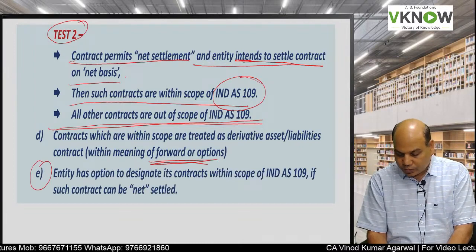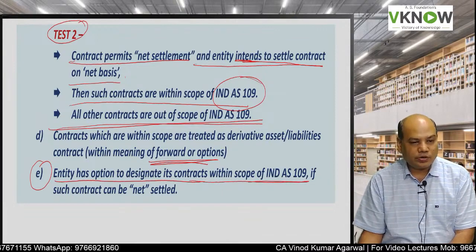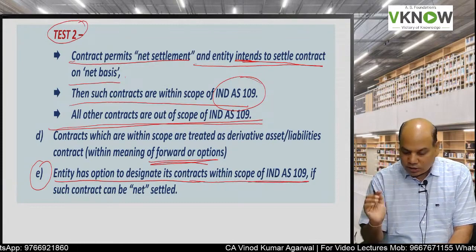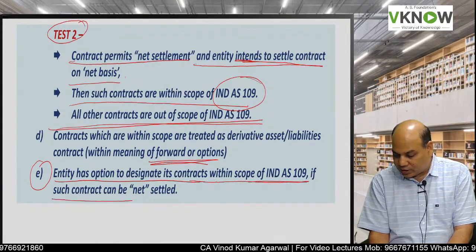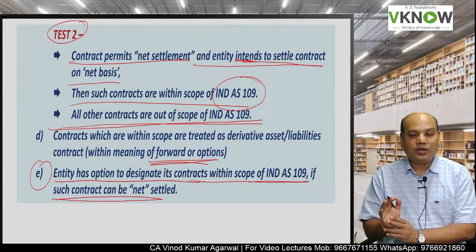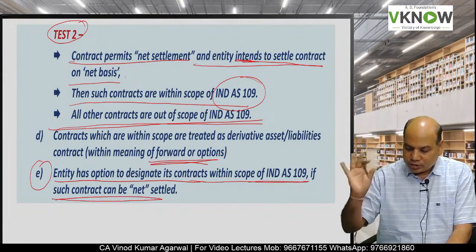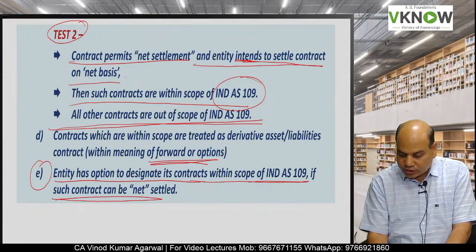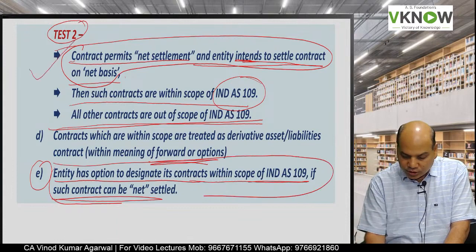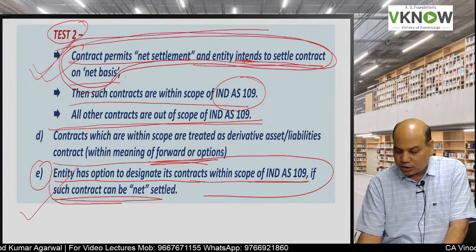Point number E, the entity has an option to designate its contract within the scope of IND AS 109. So one more situation when you can apply 109, when there is a choice to settle on net basis. When there is a choice to settle on net basis and the entity has an option, the entity is given a choice, it can designate the contract as within the scope of 109. So what is the difference between this point and this point? Both look similar. In the top point, the entity intends to settle on net basis.